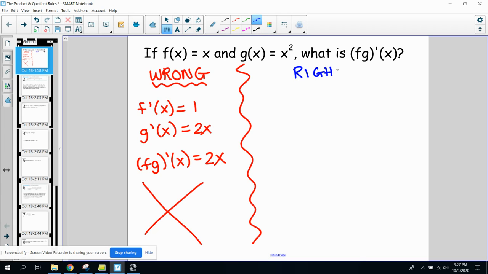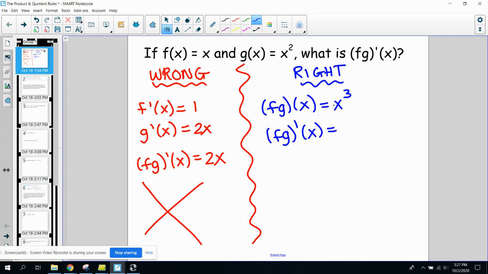So the right way to do this would be to multiply f and g together first. So f times g of x. I'm going to multiply x times x squared, which gives me x cubed. Then I take the derivative of the product. So the derivative of f times g of x is going to be the derivative of x cubed, which is 3x squared. So that is the correct derivative, and that is the wrong way on the left.